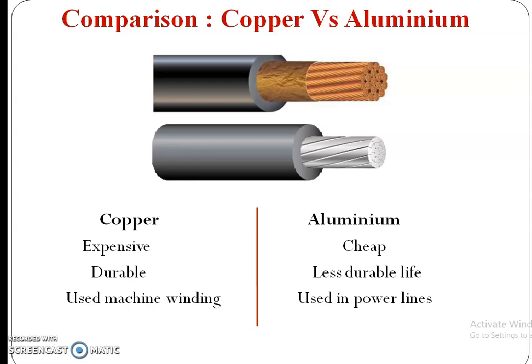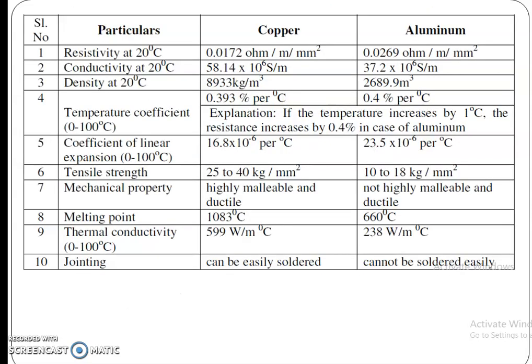Not only this much, we have many more differences, we shall study that. What are those? Resistivity at 20 degrees Celsius, copper and aluminum have one value each. Conductivity, density, temperature coefficient, coefficient of linear expansion, tensile strength, mechanical property. Yes, check the mechanical property here.